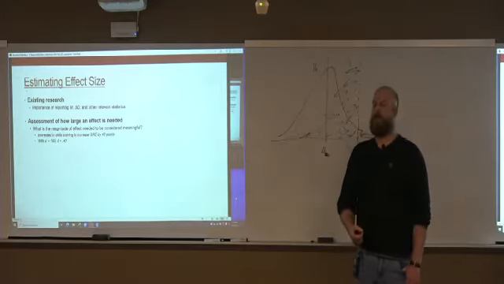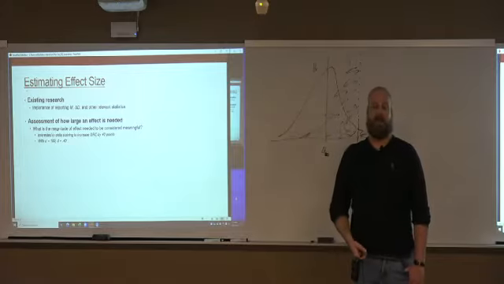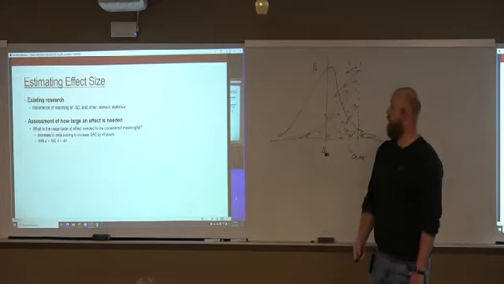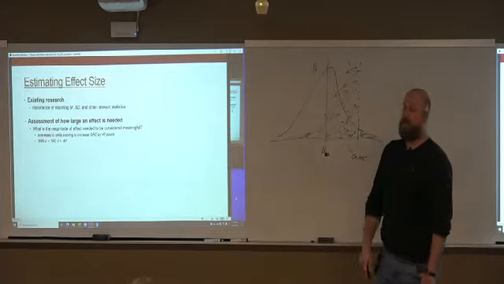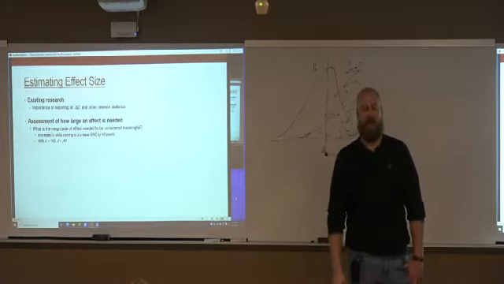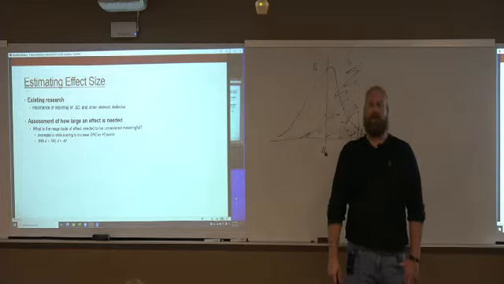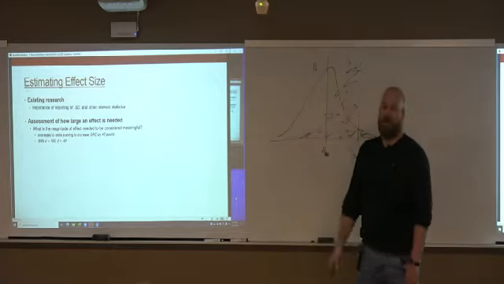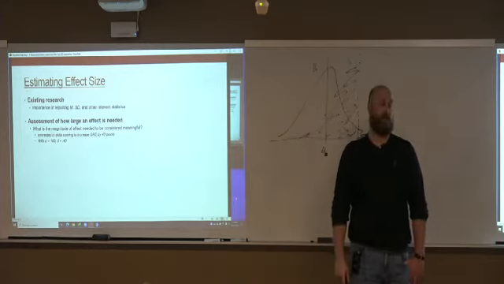My question is, how much of a difference would I need to be able to detect in order for this to be a worthwhile intervention or something along those lines? Let's say I'm running an intervention to increase GRE scores. I say that in order for this to be beneficial and useful for people to do, I need to increase GRE scores by 40 points.